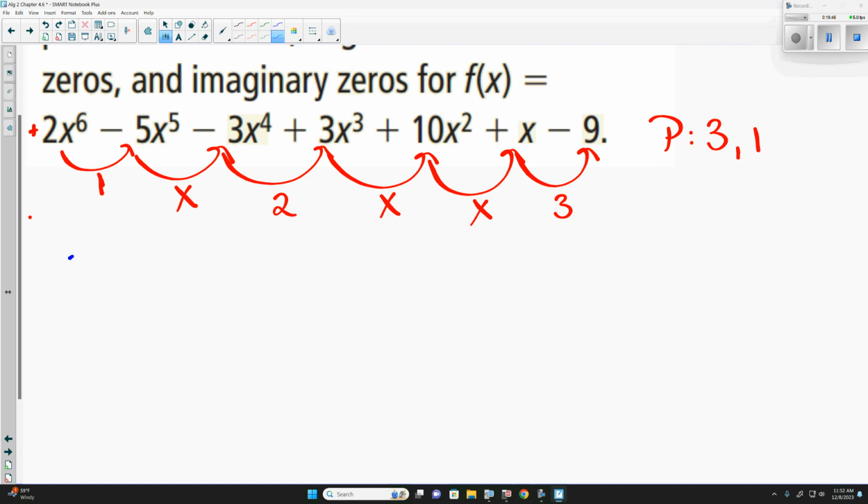Our negatives. And to do the negatives, we're just replacing each x with negative x.